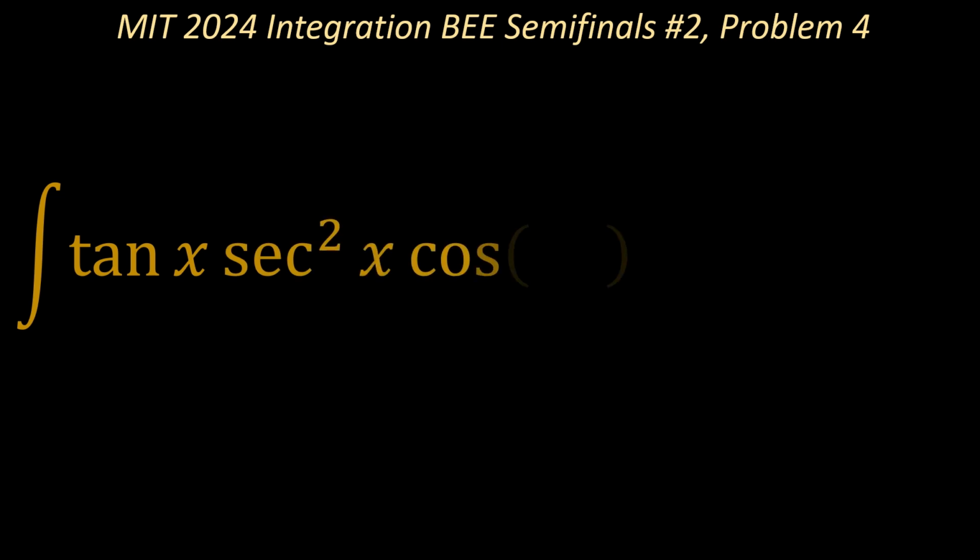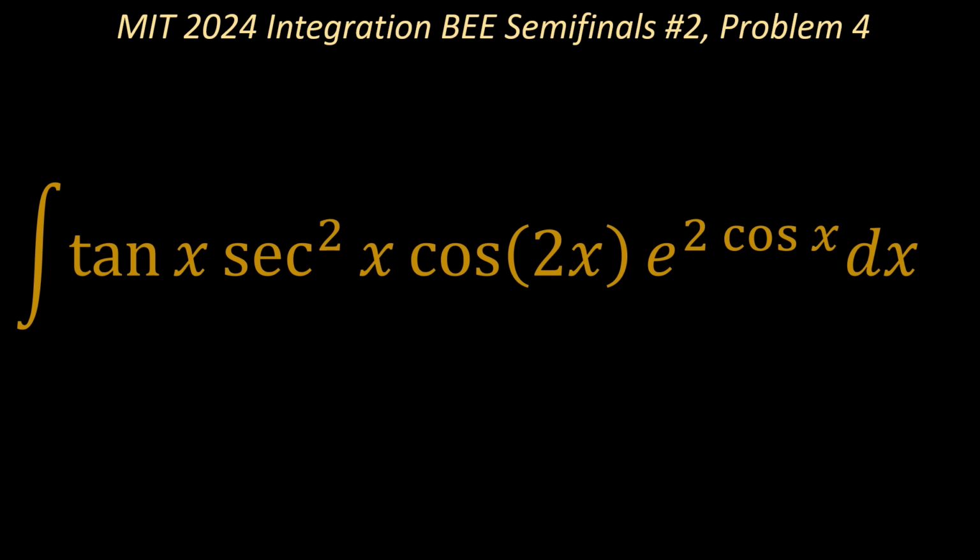On to the last problem of the semifinals number 2. That's problem number 4 of that semifinals, MIT 24 integration B: the indefinite integral of tangent x times secant squared x times cosine 2x times e to the power 2 cosine x. And that is the last problem of the series, and so we'll go and look at how to solve it.